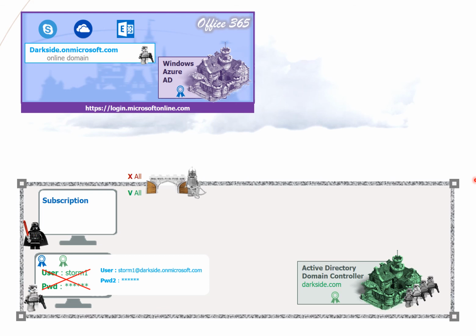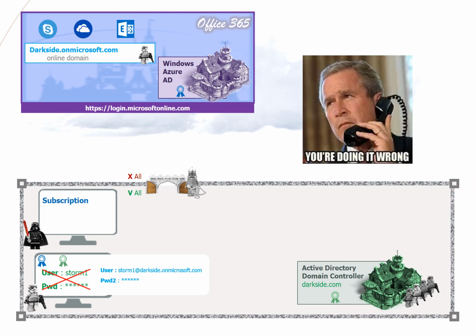And then users will start to say, but I don't want to type darkside.onmicrosoft.com. And the admin will say, you have the domain you deserve, minions. And then the user will say, but I don't want to type a new password. And you start to think, maybe I am doing it wrong.